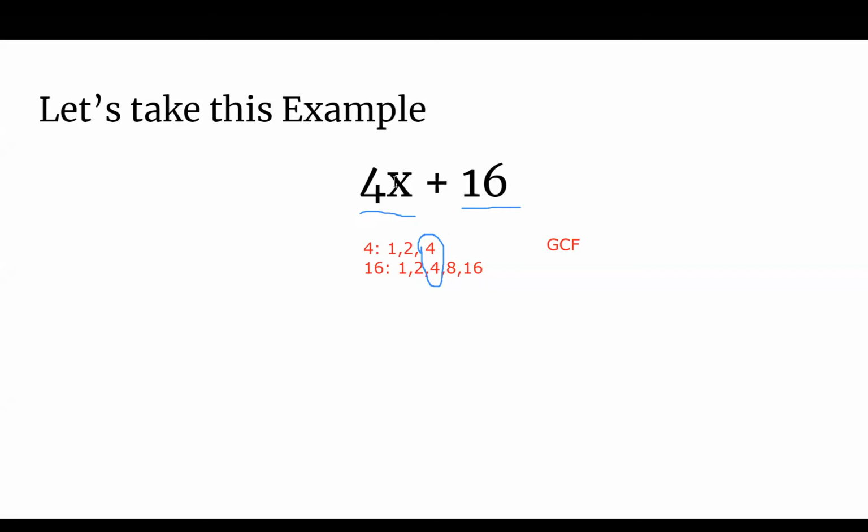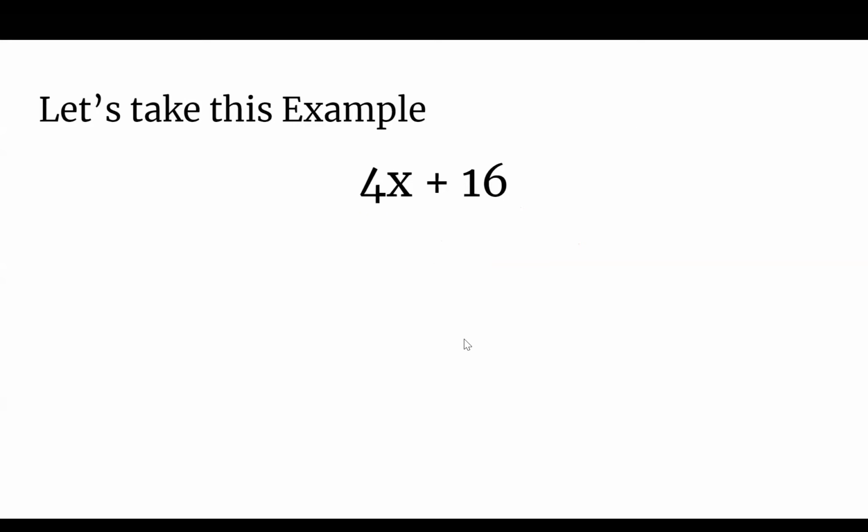Now my next focus will be the variables present in the terms. Over here, it's pretty simple. I can see only one of the terms has an x. The other term doesn't have any variable. So my task is quite simple. What I have to think is, how do I divide both of my terms by 4, and what do I get as a result?